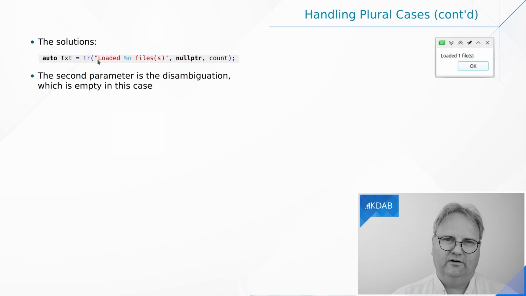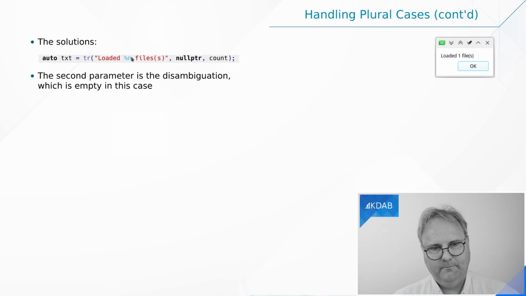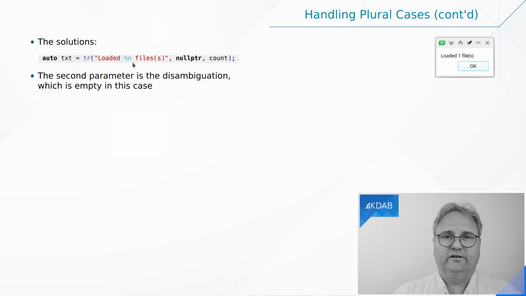I'll get back to that table in just a second. In your file, you write something like %n. And be aware, this is not %1, %2, or %. It is a literal n, as in November. So %n.